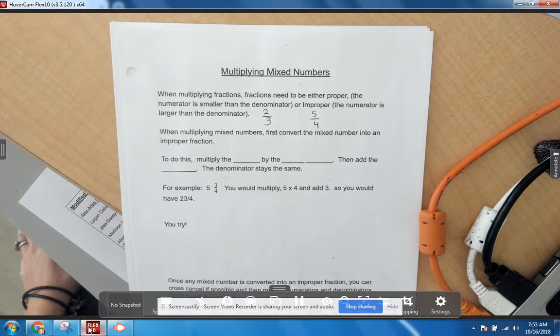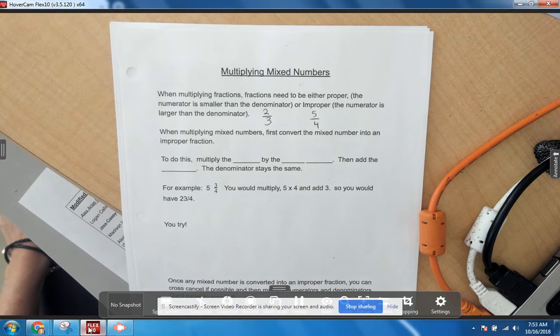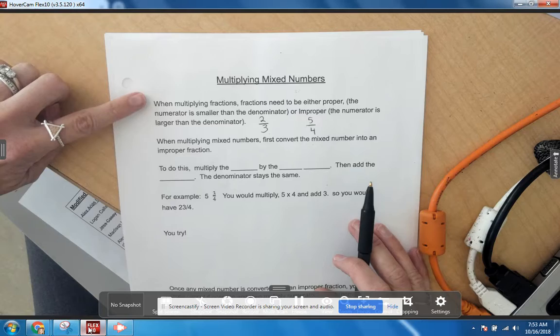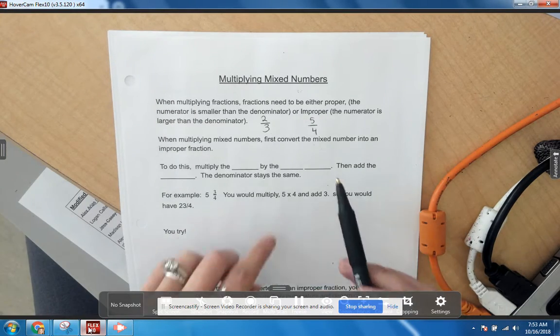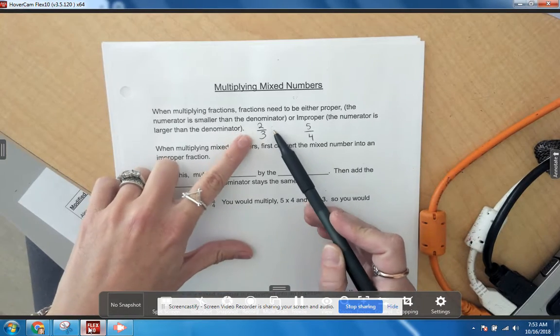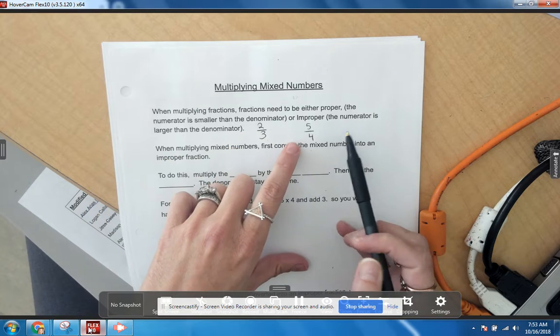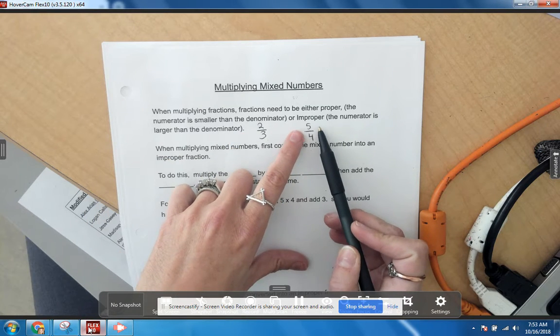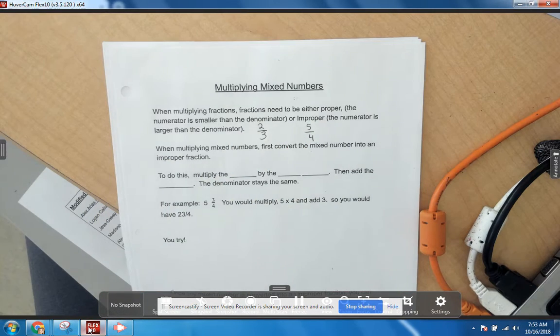So yesterday we did multiplying fractions, and today we're going to do multiplying mixed numbers. When multiplying fractions, fractions need to be either proper, meaning the numerator is smaller than the denominator, or improper, meaning the numerator is larger than the denominator. Basically, you cannot multiply mixed numbers.